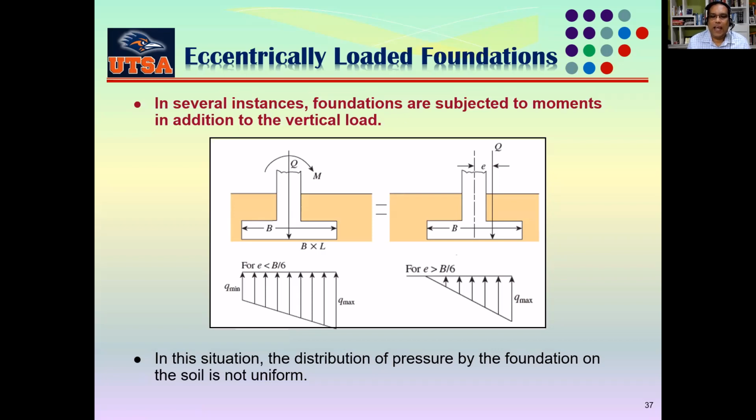So in that situation, you can understand that when there is an eccentricity, the load distribution on the soil is not equal. So we usually try to make sure that the maximum pressure on the soil would be less than the allowable bearing capacity of the soil, right? So how do we usually do that? There are several methods to do that. I'll show you one by one.